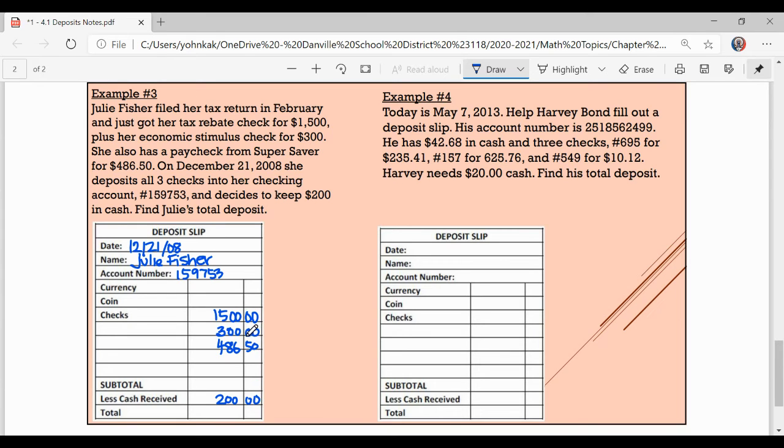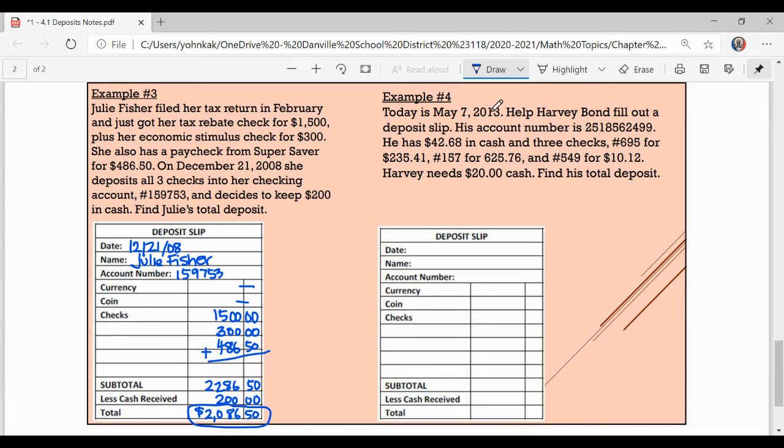Find her deposit. So it looks like she's not putting any currency, she's not putting any coin in. So I can add these 3 numbers right here, and I get 2286.50. If she's keeping $200, then she's depositing $2,086.50. Awesome. All right, example number 4.